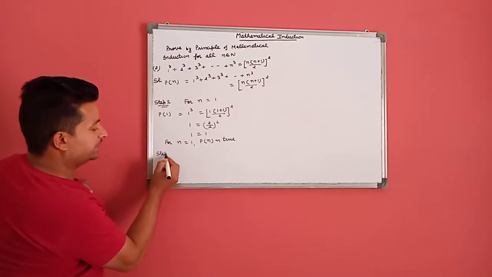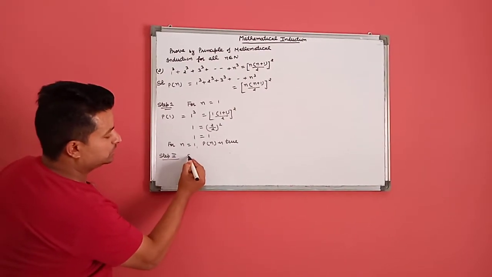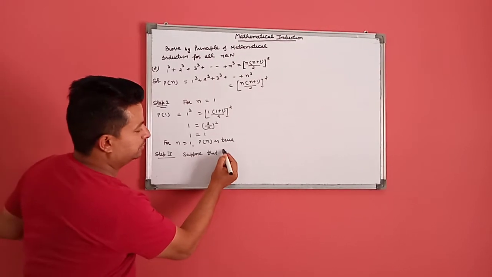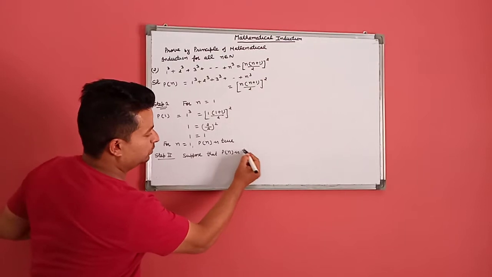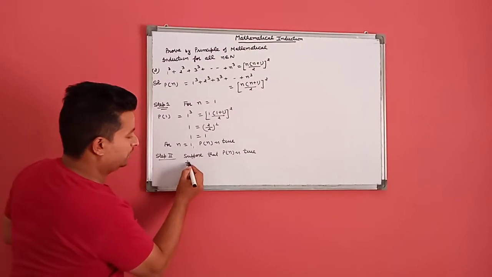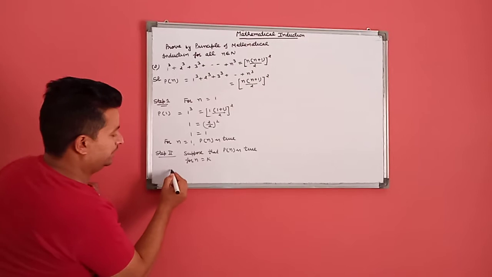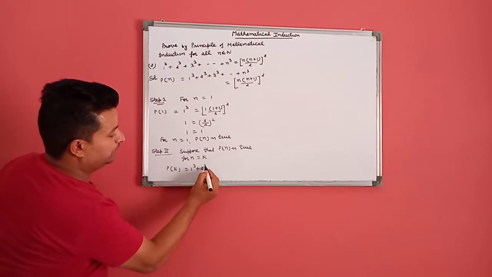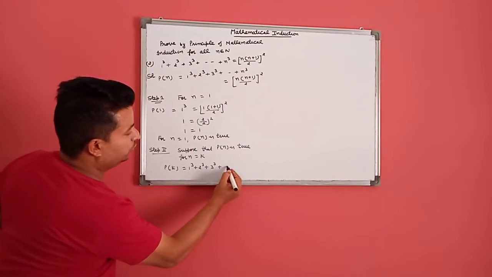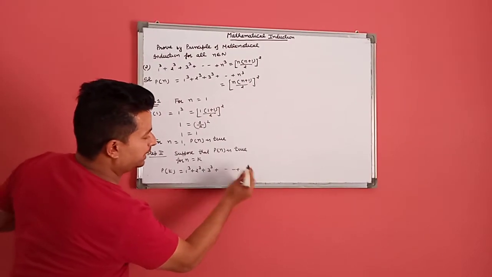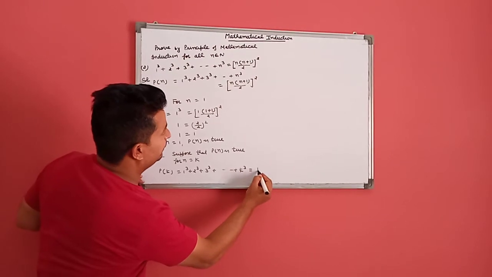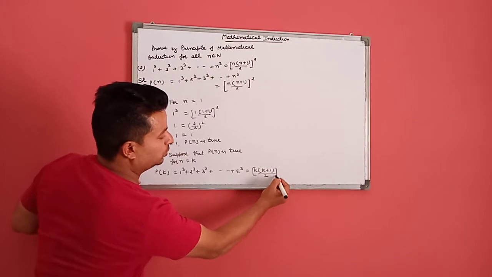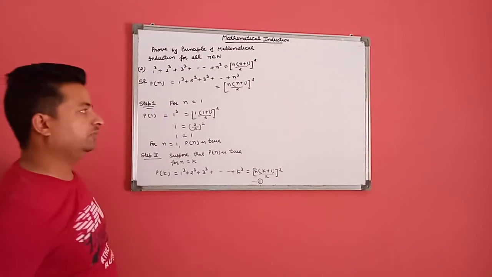And in the second step, suppose that Pn is true for n is equal to k. That is, Pk is equal to 1 cube, 2 cube, 3 cube, up to n cube. In place of n, we put k, equal to k plus 1 upon 2 whole square. This is equation number 1.